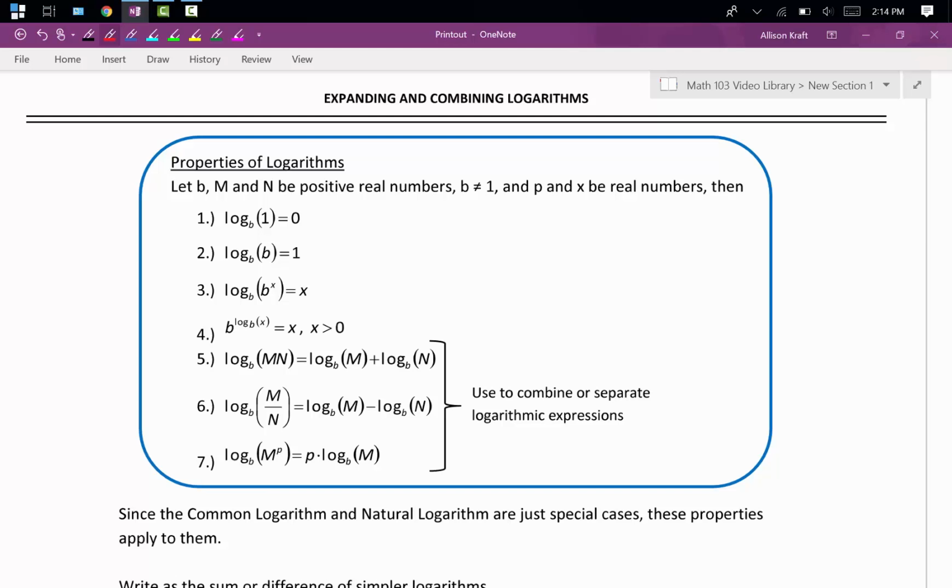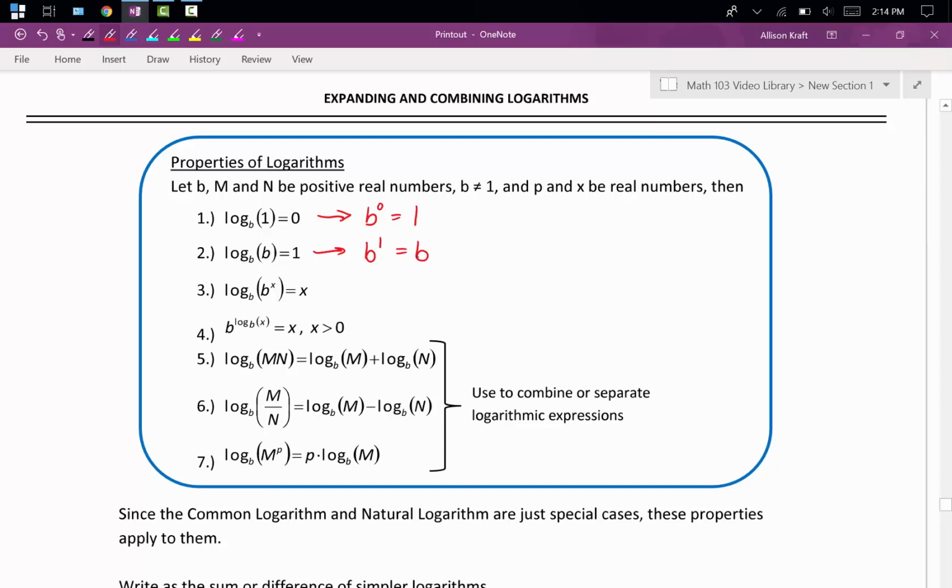If we rewrite this in exponential form, this is the same as b to the 0 power equals 1. And we know that anything raised to the 0 power is equal to 1 from our exponent rules. Our next property, log base b of b equals 1. Again, I'm going to rewrite this in exponential form. This will be b to the first is equal to b, and we know that to be a true statement.